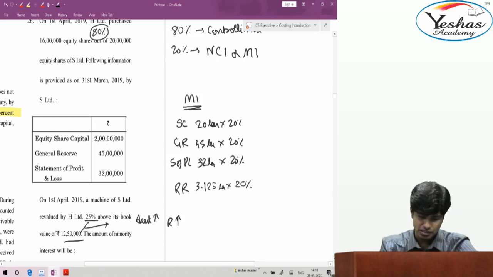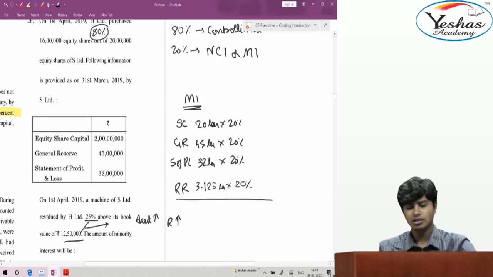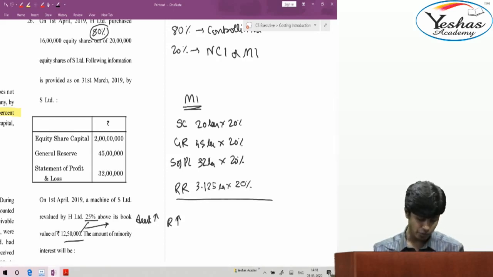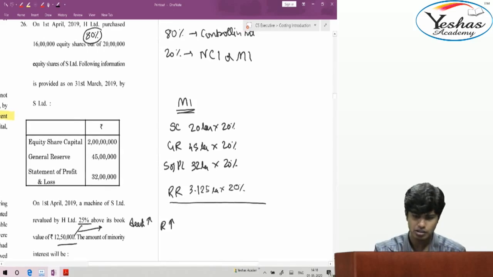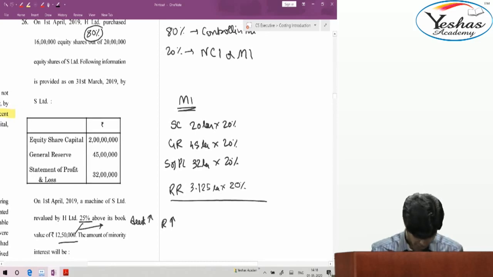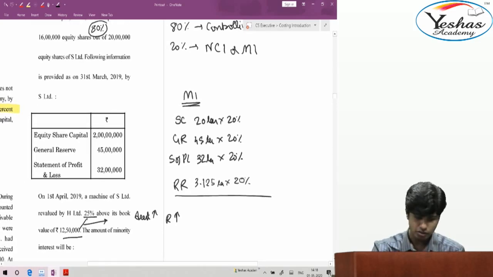That's it. Yeah. How much will be minority interest? Instead of multiplying each of them, I'll do 20 lakh plus 45 lakh plus 32 lakh plus 3.125 lakh. Total will come to 100.125 lakhs. I'll multiply this by 20%. I'll get 20.025. Is that the answer?